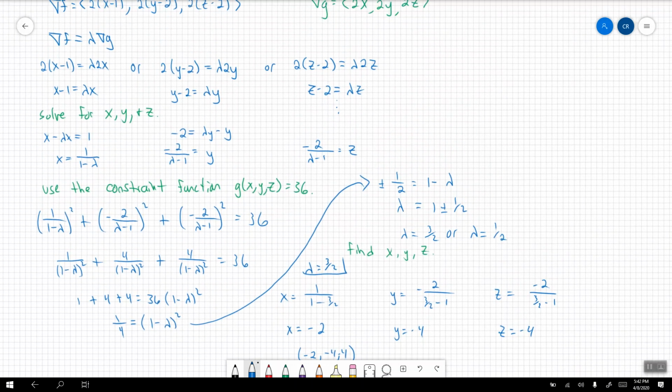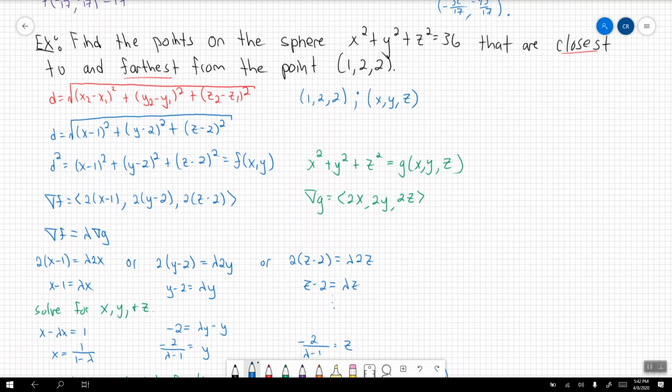So again, we have two values. In order to determine that, we then have to go through and use our distance formula. One of them is going to get me 2, 4, 4. The other one's going to get me -2, -4, -4.